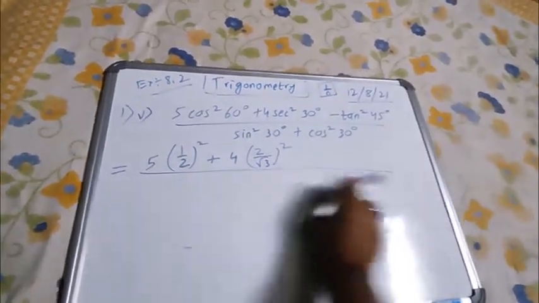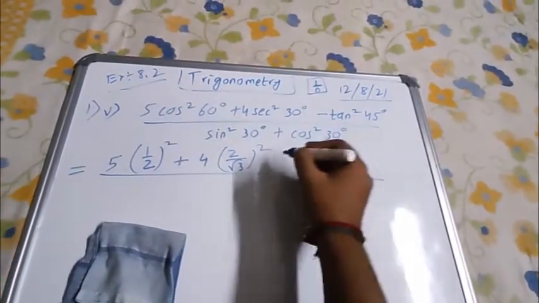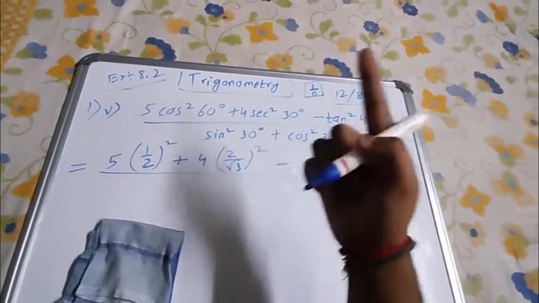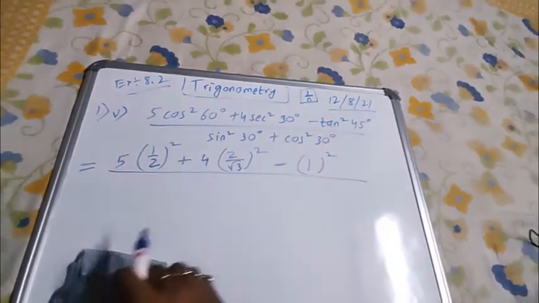Okay. Now tan 45 degree. See, tan square 45 degree minus tan square 45. Now tan 45 degree, we know the value is 1. And since there is a square, we will square this value.